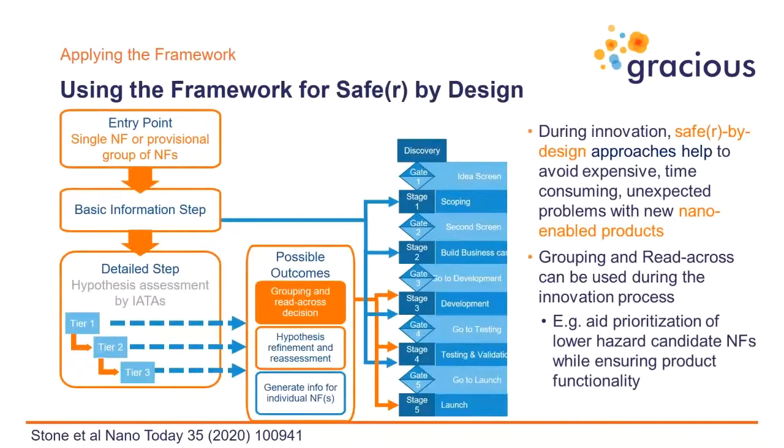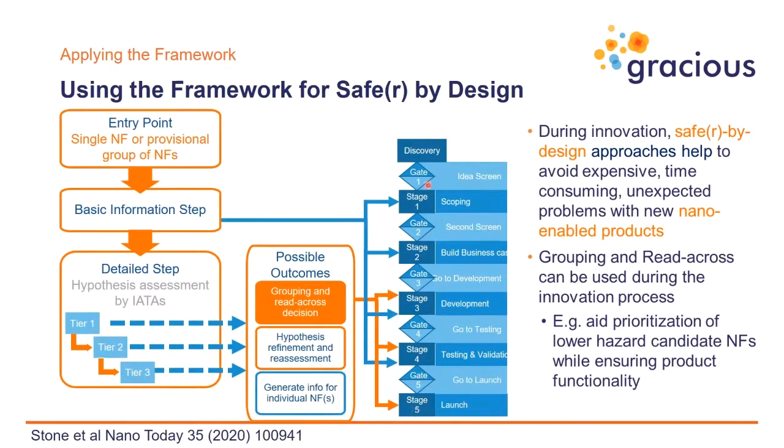I've also mentioned that you can use the framework in the early innovation stages. This is called the stage gate process, this diagram here. It's the gates or the stages that people might go through from the initial concept or discovery of an idea for a new nanoform or a nano-enabled product through to its launch onto the market.